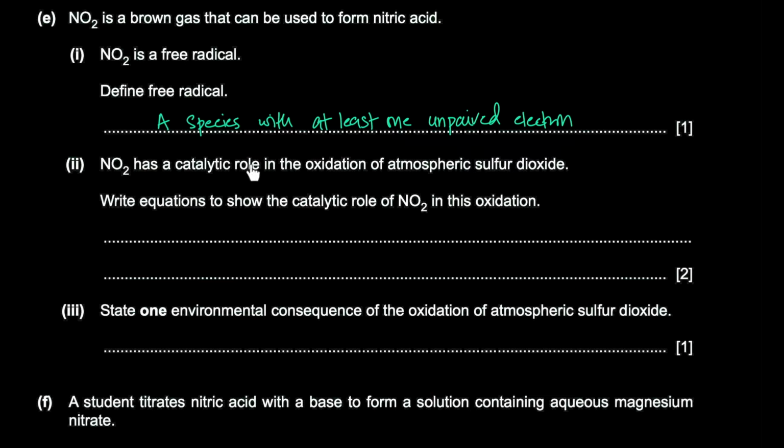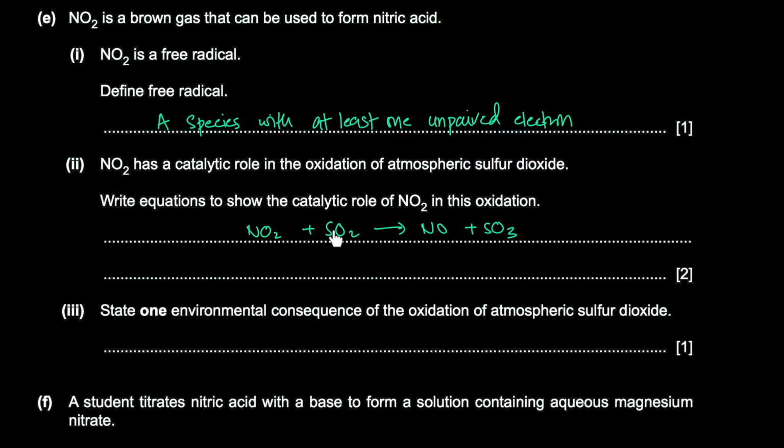NO2 has a catalytic role in the oxidation of atmospheric sulfur dioxide. Write equations to show the catalytic role of NO2 in this oxidation. So nitrogen dioxide can react with sulfur dioxide to form nitrogen monoxide and sulfur trioxide. Normally sulfur dioxide does not react directly with oxygen to form sulfur trioxide. You need a catalyst for that to happen. So in this case, nitrogen dioxide is the catalyst.